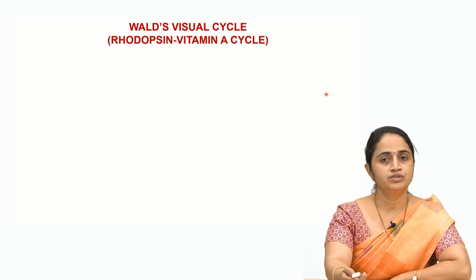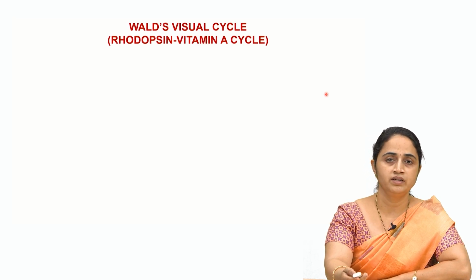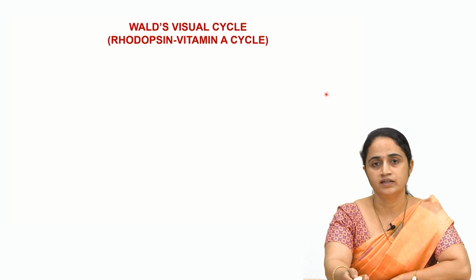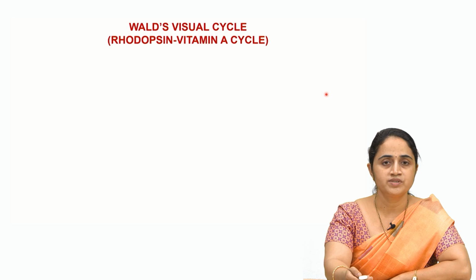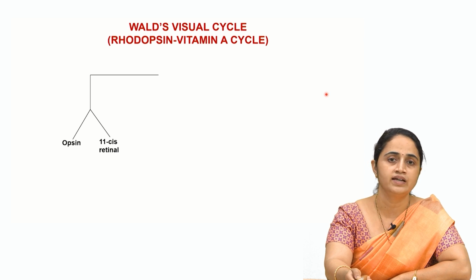Moving on to the Wald visual cycle, the important biochemical function of vitamin A is its role in vision. That will be explained with the help of Wald's visual cycle. As I mentioned, rhodopsin, which has the opsin plus 11-cis retinal, is responsible for the dark light vision or the night vision. So, they are present in rods.